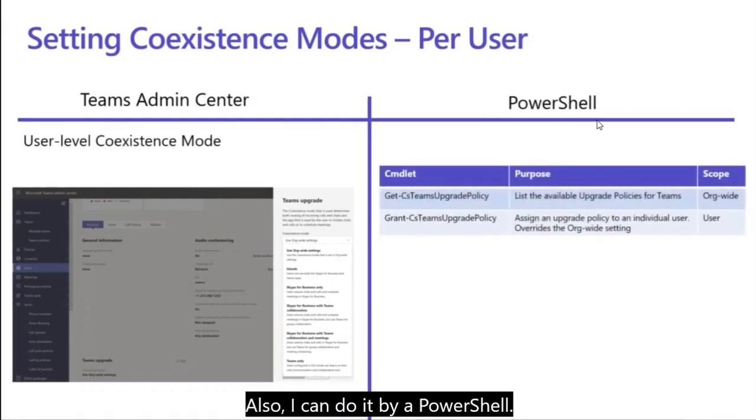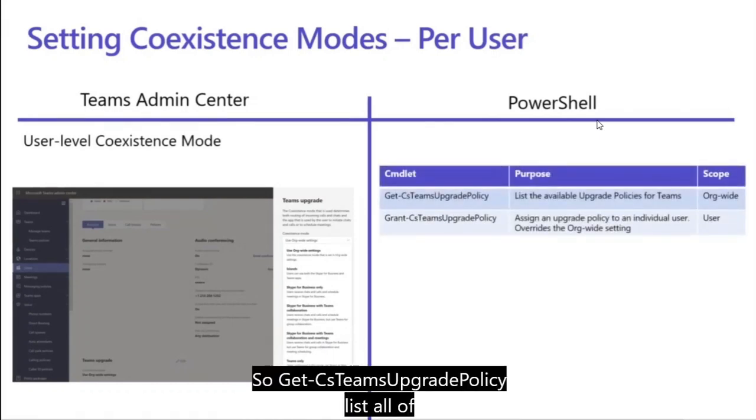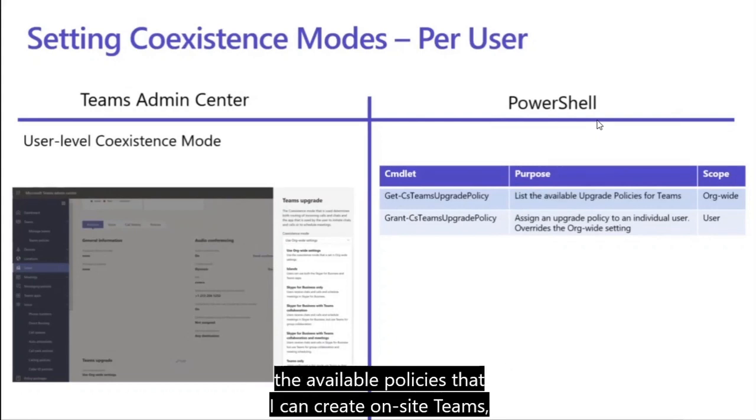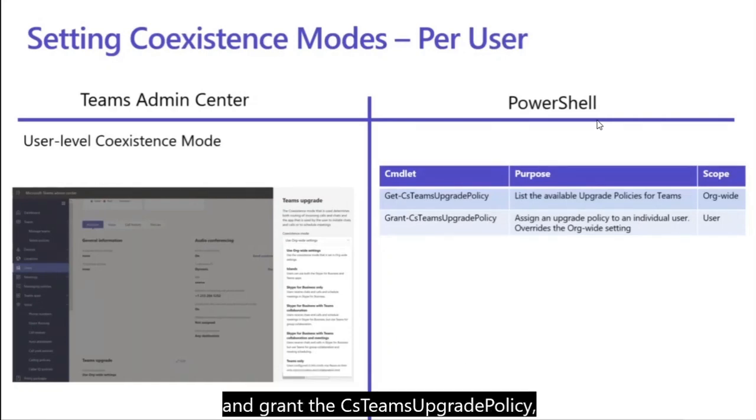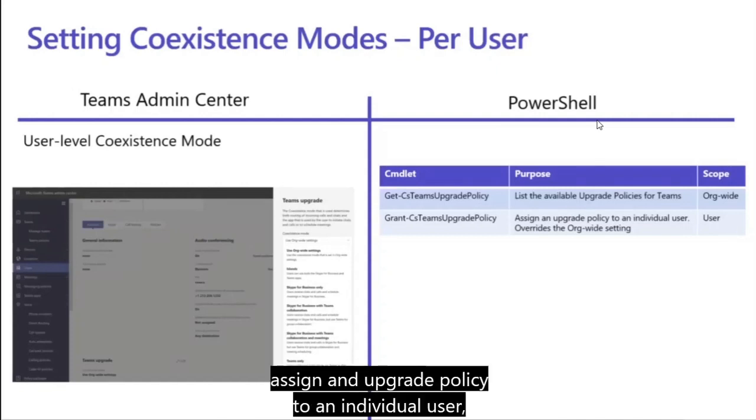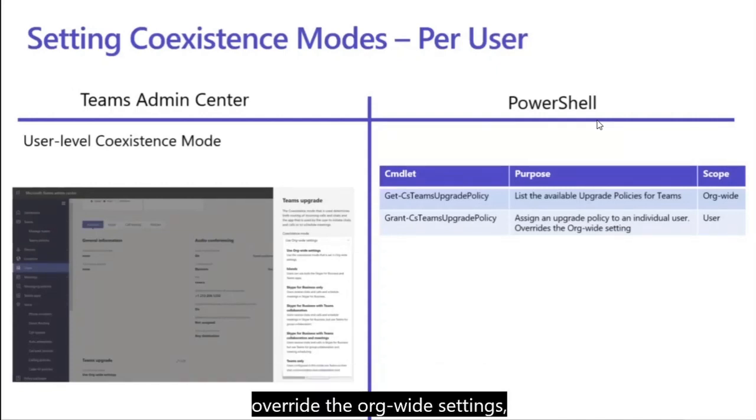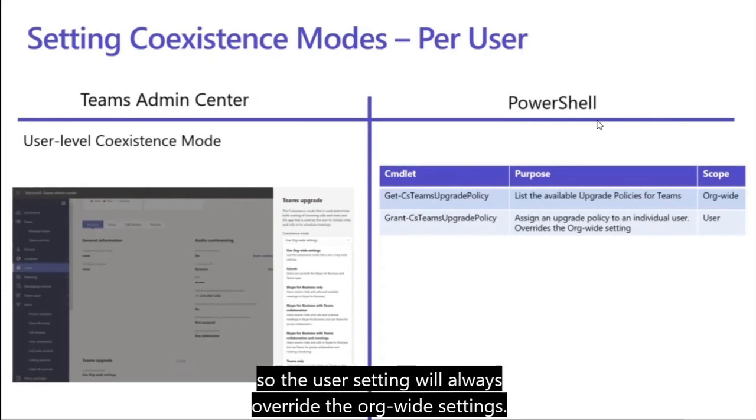Also, I can do it with PowerShell. Get-CsTeamsUpgradePolicy lists all of the available policies that I can create in Teams. It will be org-wide. Then I can create the policy I want, and use Grant-CsTeamsUpgradePolicy to assign an upgrade policy to an individual user, overriding the org-wide settings. So the user setting will always override the org-wide settings.